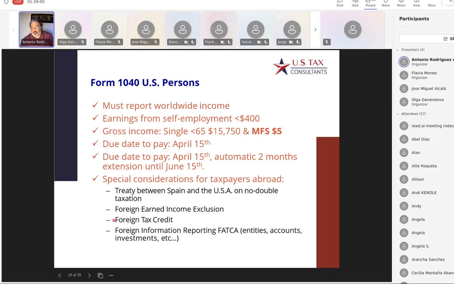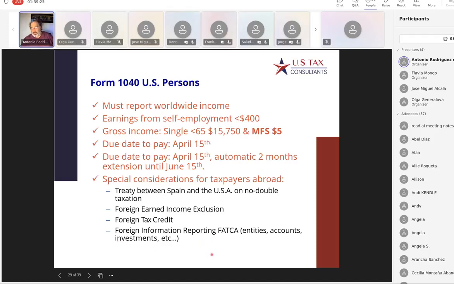You can also use the foreign earned income exclusion, which I think we will see now, and also the foreign tax credit. These two formulas are ways to compensate part of the taxes paid abroad, compensate them in your 1040.